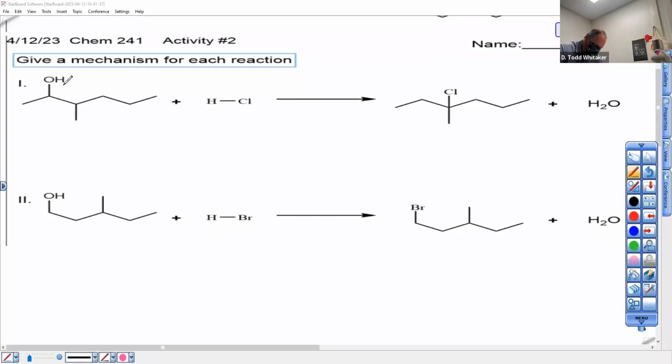So one of the things you have to do in chapter 10, if you want to do substitutions of alcohols, is to make them into better leaving groups first. Okay? One way to do such a thing is to protonate it, because water is a good leaving group.